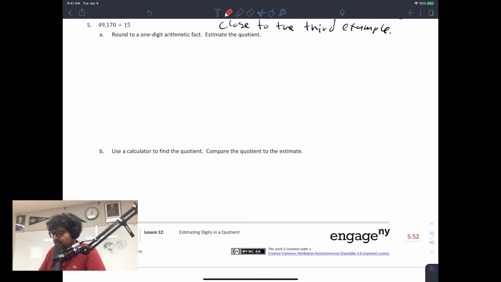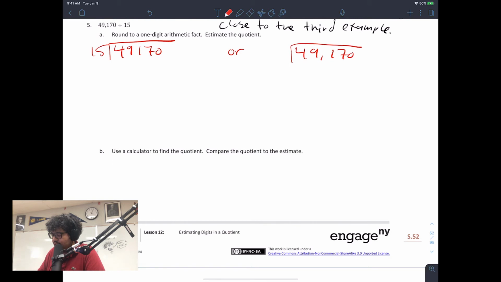So we can try both ways and see what kind of different answers we'll get. So first of all, we're doing 49,170 divided by 15. Remember, we're gonna come down and go up. So once again, 49,170 divided by 15. Let's see which one is closest to the actual quotient. We're gonna round down and we're gonna round up. First, let's round down. So this 15, I'm gonna round it down to 10.